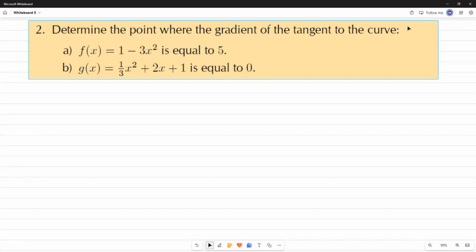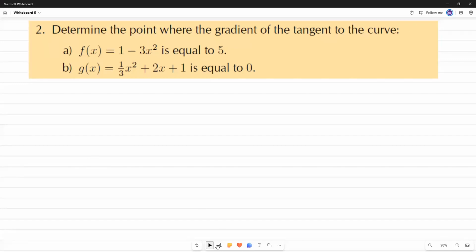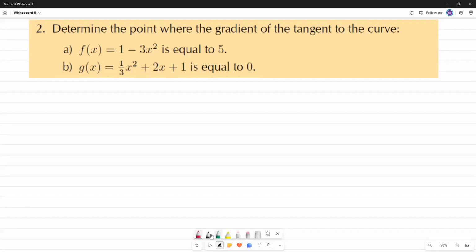Okay, so in this one, we are going to determine the point where the gradient of the tangent... Let me not rush. Let me get my pen. So let's see. They want us to determine a point, which means we're looking for the x coordinate and y coordinate. Remember, a point is x coordinate, y coordinate. Where the gradient of the tangent to this curve is that. So they give us the m here.